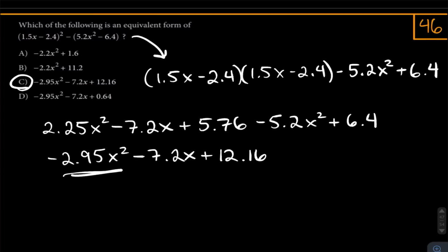And then once we have that, we either know if it's this group or this group. And these both have the same middle term. So we just need to focus on this last term here. Is it a 12.16 or is it a 0.64? Well, let's multiply negative 2.4 by negative 2.4 and then add 6.4 to the end. And that's how you would get 12.16.